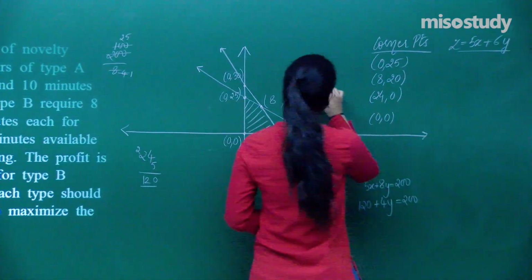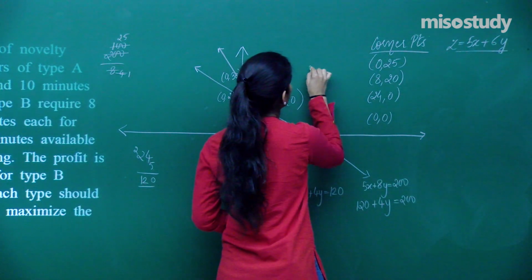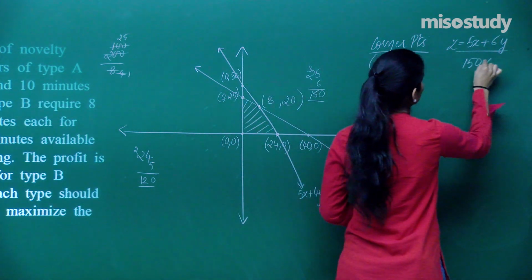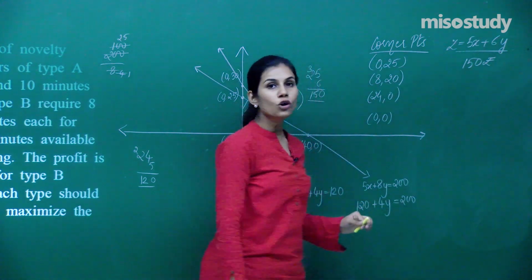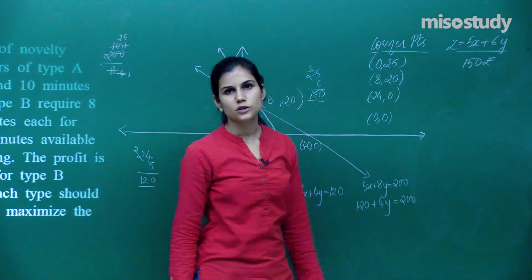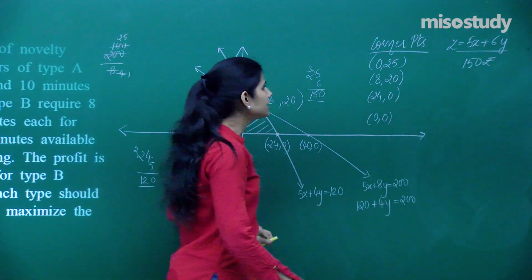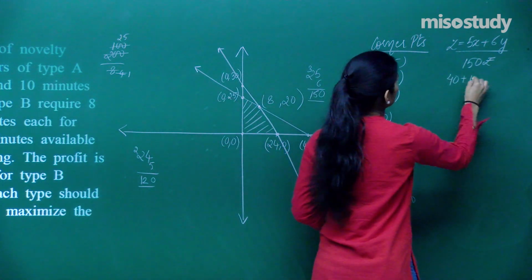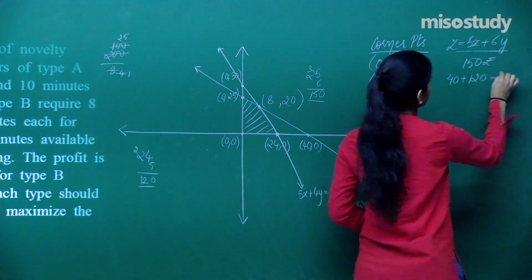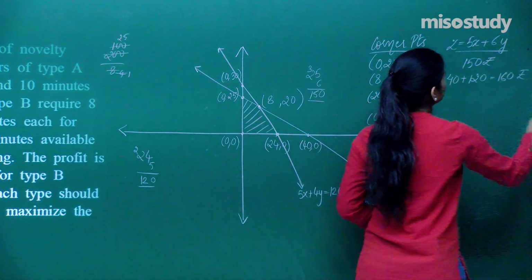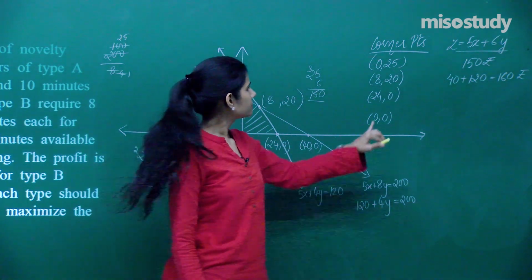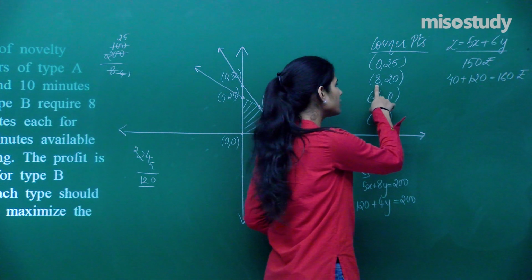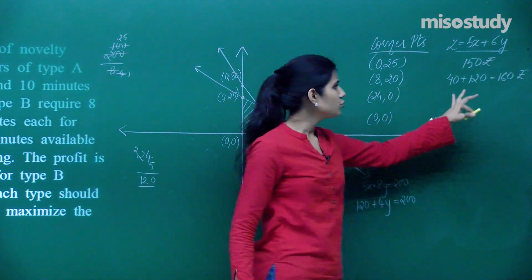So 6 into 25 would be what? 150. 150 rupees profit if you manufacture no souvenir of type A and 25 souvenirs of type B. If you manufacture 8 souvenirs of type A, 5 into 8 is 40 plus this is 120, this is 160, 20 into 6 is 120, 8 into 5 is 40. Then if you manufacture 8 souvenirs of type A and 20 souvenirs of type B, you will be earning 160 rupees profit.